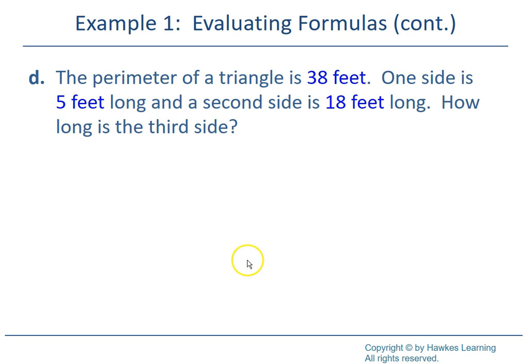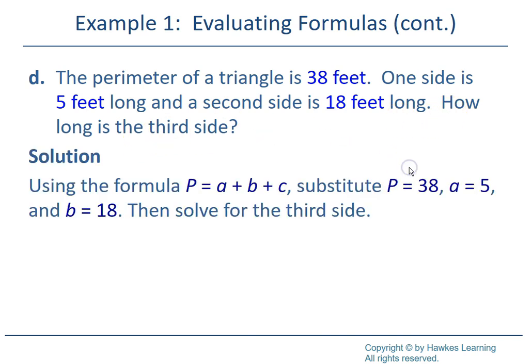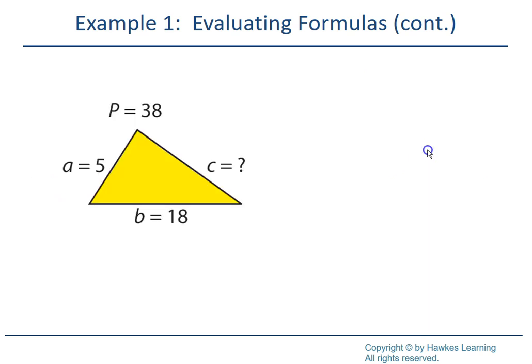Okay, here we have the perimeter of a triangle is this. One side is 5 feet long, the other side is 18 feet long. How long is the third side? Well, we often mention that if you do a little diagram, that helps. Your total perimeter is this. One side is 5, one side is 18. We want to find side C.